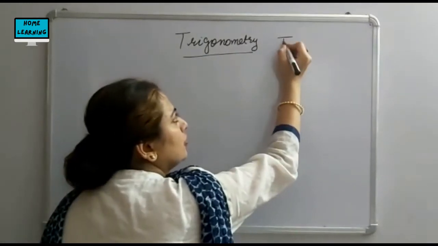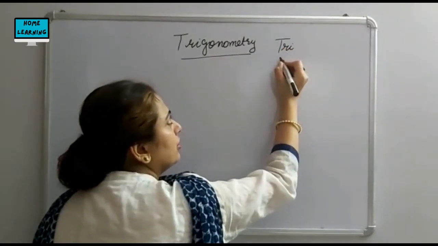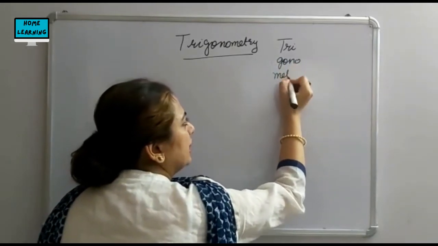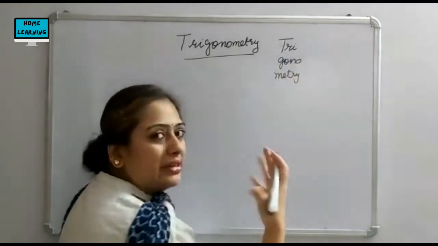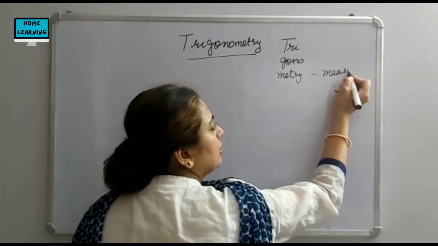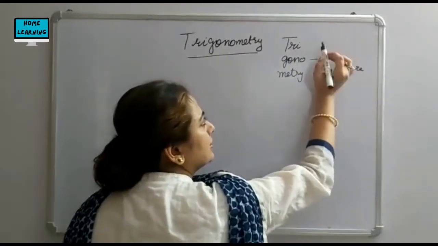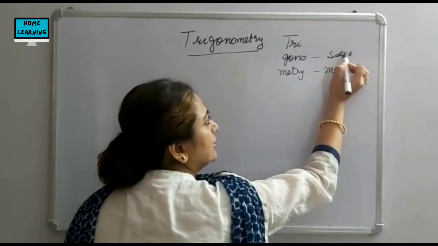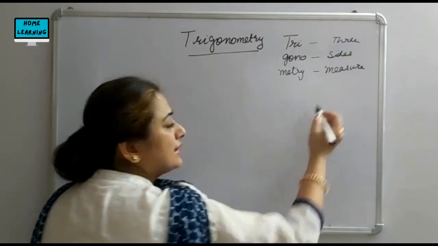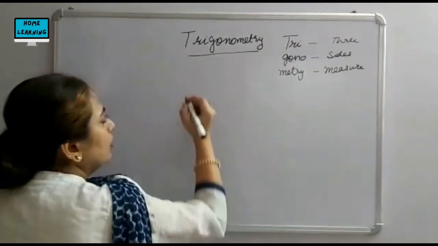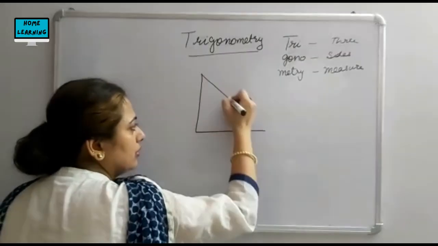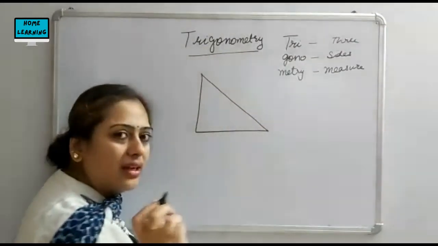Trigonometry is a word made up of three words: tri, gono, metry. Metry is from metrics, which means measure. Gono is sides and tri is three. Three sides measured. We have a triangle. We have three sides in a triangle.